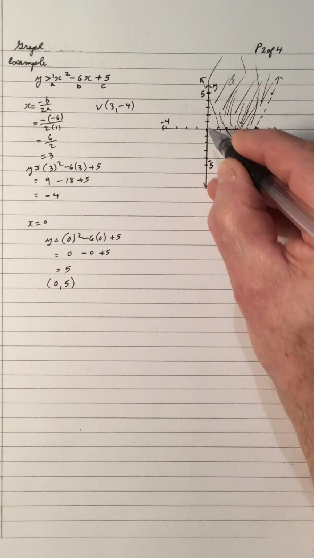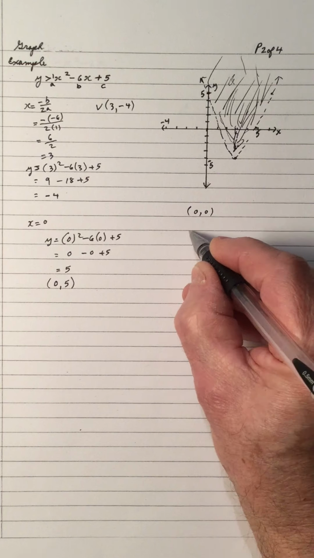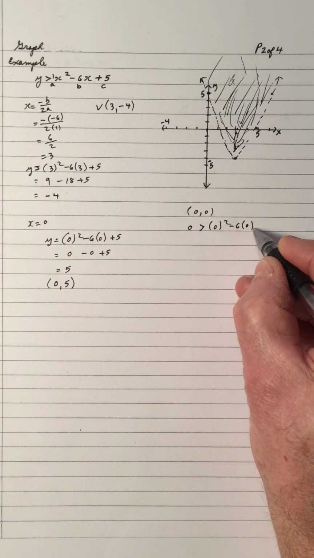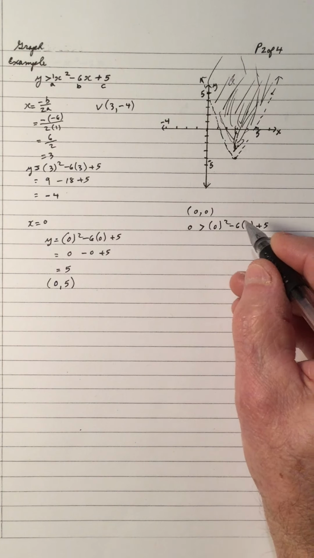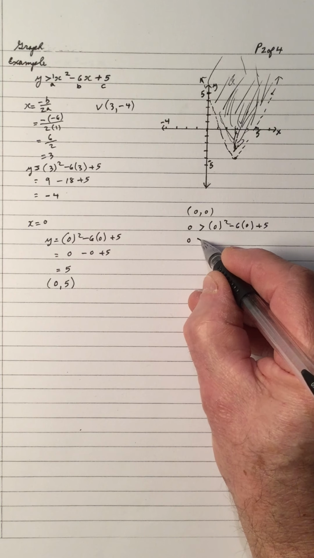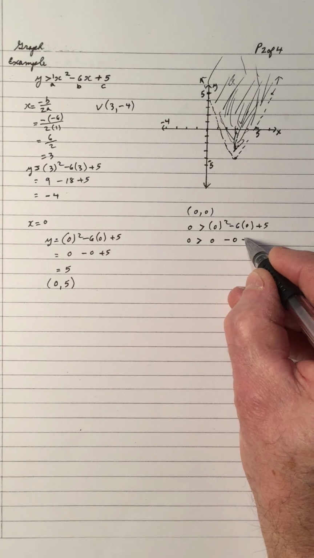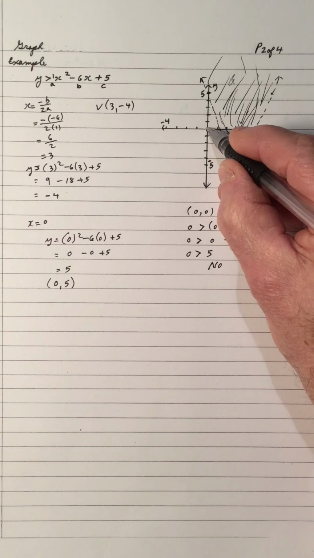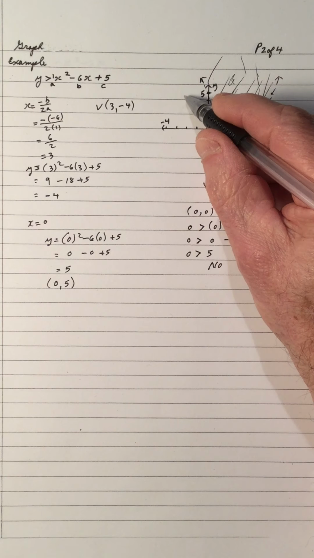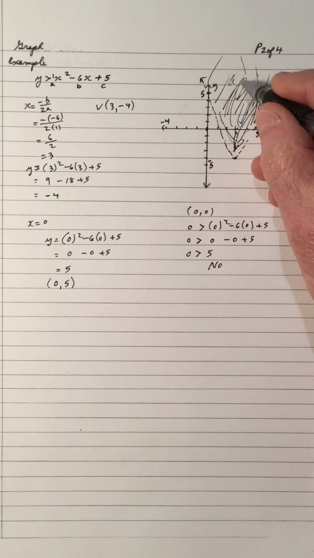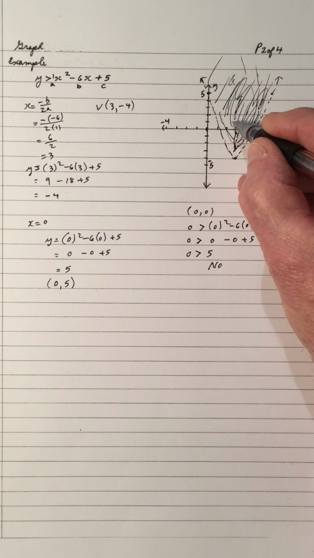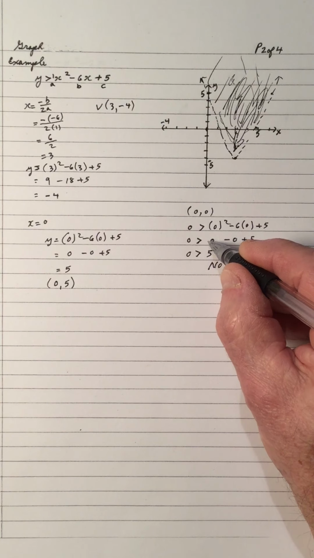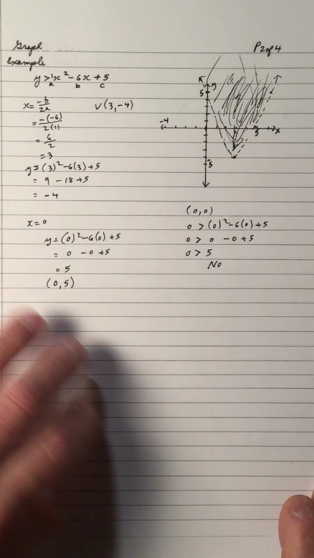But if you want to pick a point and check, let's check with 0, 0, just to see. 0 greater than 0 squared minus 6 times 0 plus 5. And 0 greater than 0 minus 0 plus 5. 0 greater than 5. No. So this point doesn't fit, so you can't shade out here. You have to shade in here. Perfect. So any point you pick inside of here would make this true when you plugged it in. Okay, there's one example.